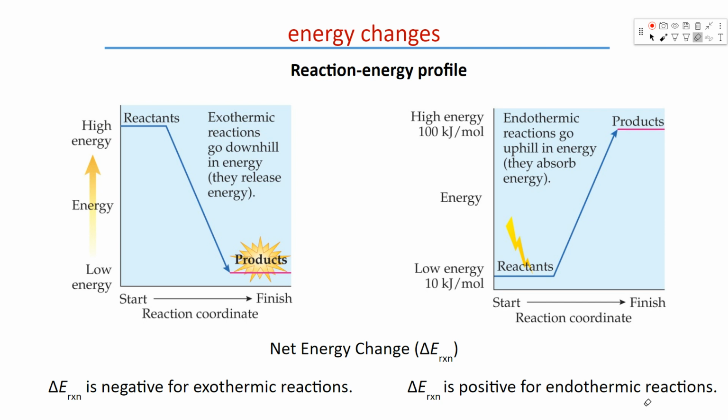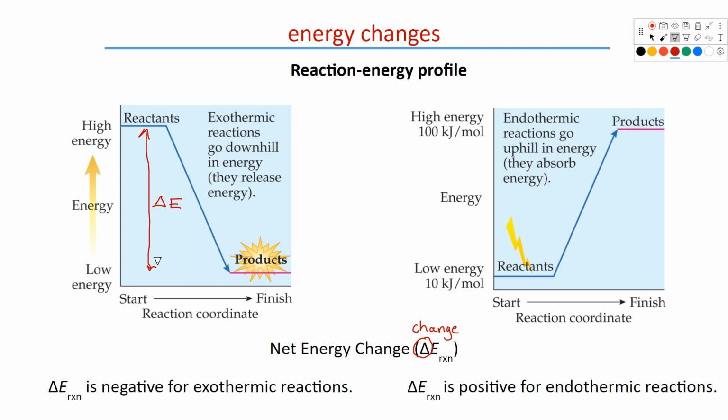Now, when we look at these types of profiles, we are also looking at the change of energy in the reaction. Anytime you see this delta here, this delta always symbolizes change. So when we're looking at the net energy, the change in the reaction, we are looking at the change from the reactants to the products. This is our change in energy.